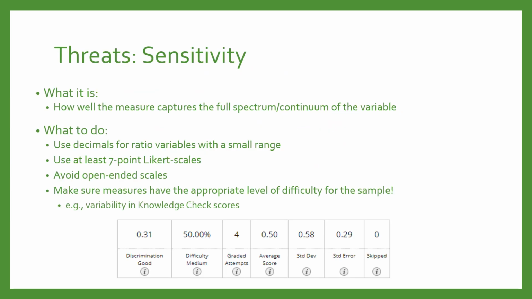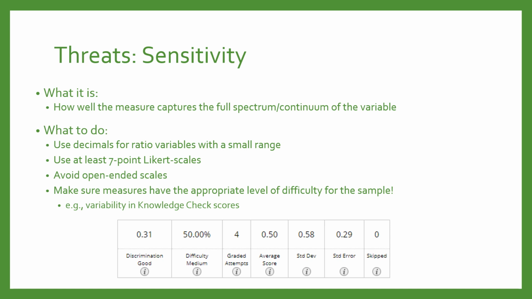So measure sensitivity is all about how well the measure captures the full spectrum or continuum of the variable. A good thing to do is to use decimals for ratio variables with a small range. You don't want to limit GPA to 1, 2, 3, or 4.0, but allow people to actually put in the raw value for GPA. When you're using Likert scales, use at least 7 points to measure those attitudes and perceptions so you can tap into the variation in those attitudes and perceptions.